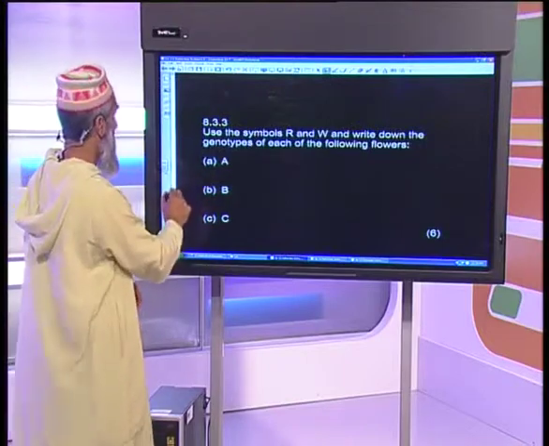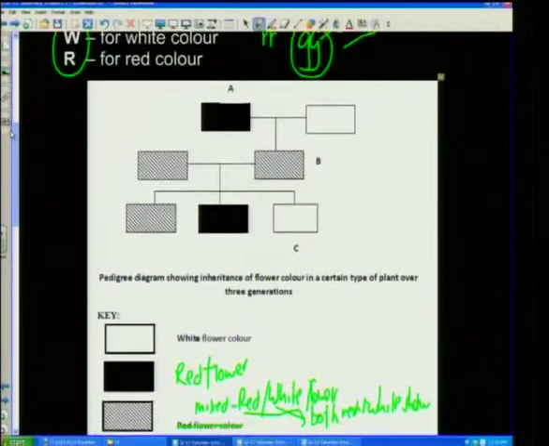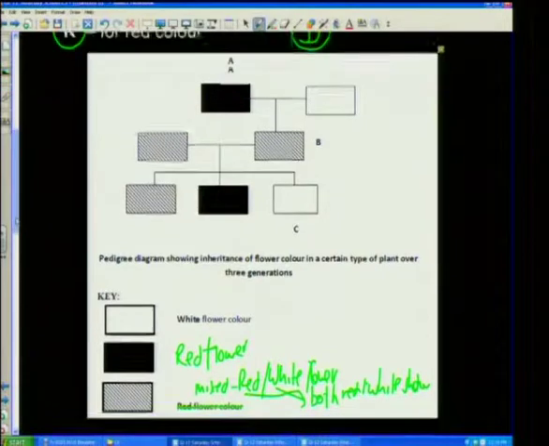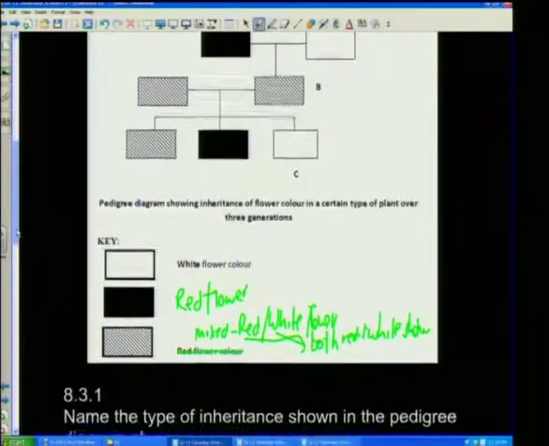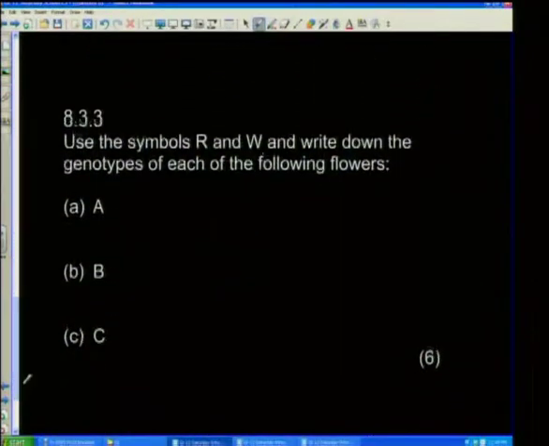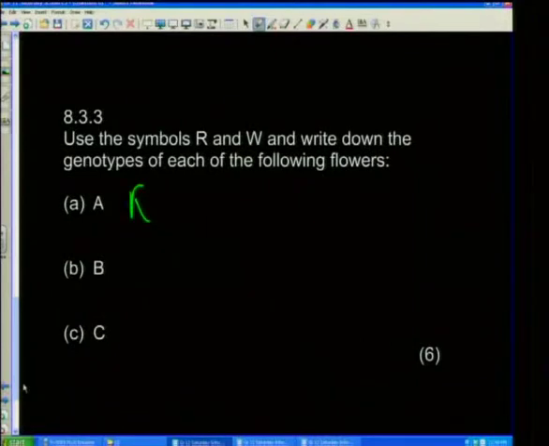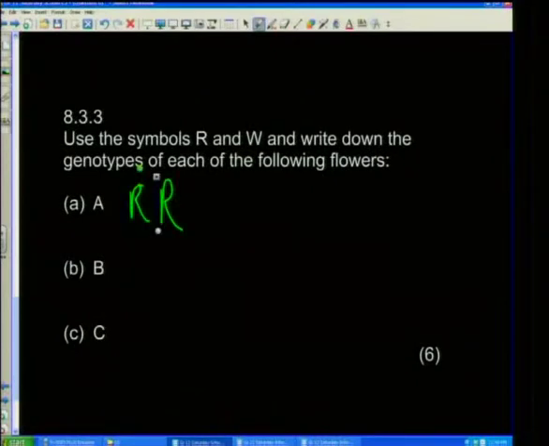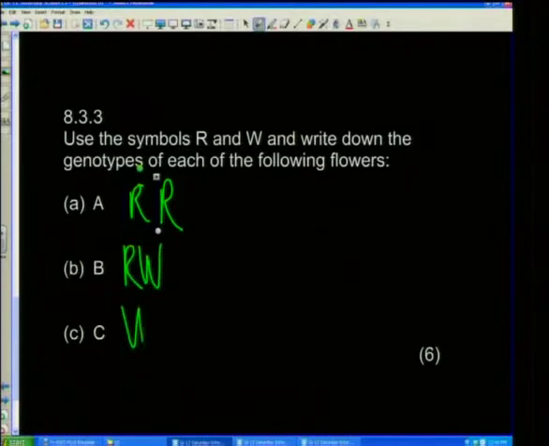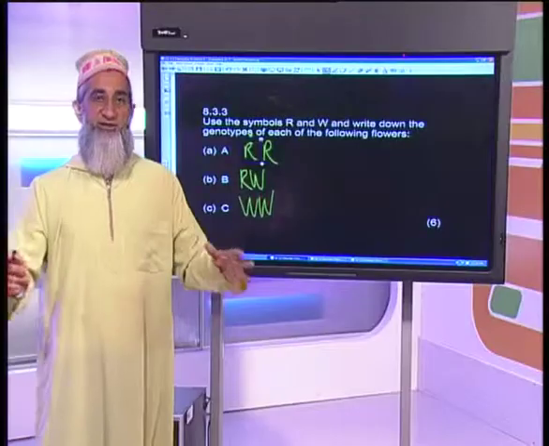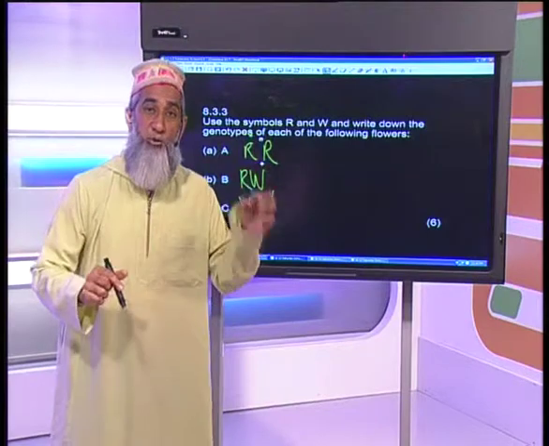In the case of A, let's look at A quickly. A is red, B is the mixed color, and C is the white. Okay, let's go back. Red will be capital R, capital R. B was the mixed one, so it will be capital R, capital W, and C would be capital W, capital W. Remember, in this case, both characteristics are written in capitals because both are dominant.